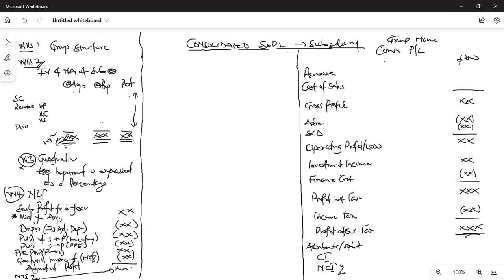You know that the NCI is the part that you don't control. Don't forget. So the part that we don't control is actually for someone else. That is the NCI. We want in this P&L to find out how much the shareholders of the controlling people can obtain.